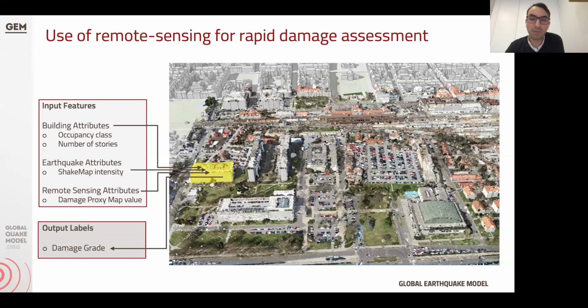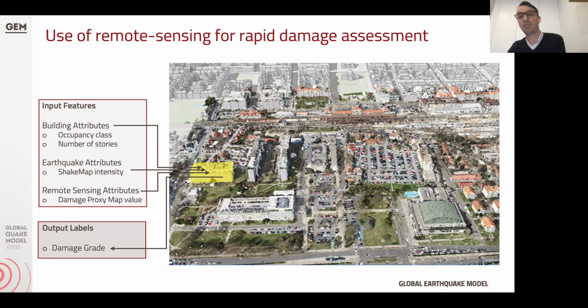We can also do some filtering, because a lot of times these damage proxy maps indicate regions where there's a lot of change just because there were a lot of cars in the parking lot and now those cars are no longer there, okay? So you can do filtering by location of buildings, but also using, for example, a shake map from the USGS: if you see that the macroseismic intensity is extremely low, then we shouldn't expect damage to occur at that particular location. We also bring in the damage proxy map and a damage grade.